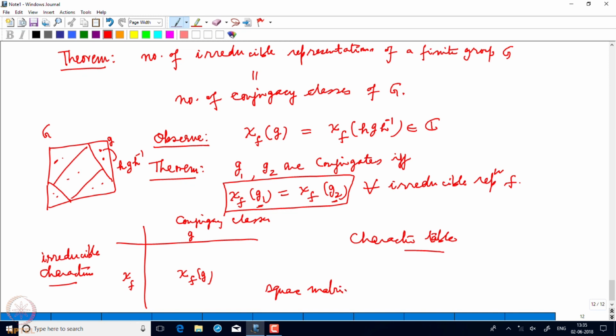Why is it a square matrix? It is a square matrix because of this equality. The number of rows is the same as the number of columns. The number of rows is the number of irreducible characters and the number of columns is the number of conjugacy classes. Therefore, to each group you can associate this data, which is called the character table.